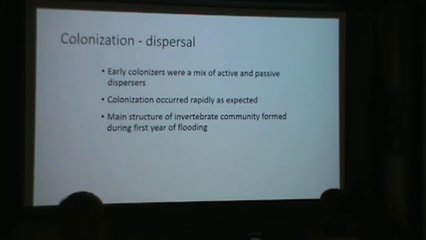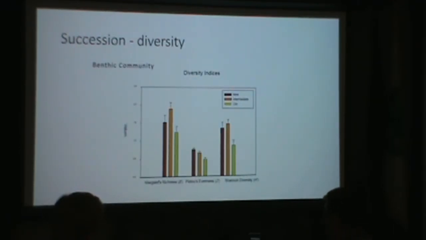So the colonizers in the new resaca are a mix of active and passive. Active may have flown in or arrived with birds and things like that. Passive arrived with water. This water was pumped, this kind of thing.